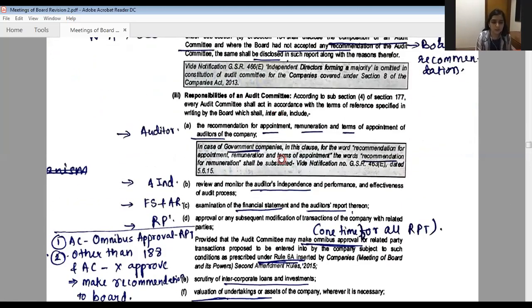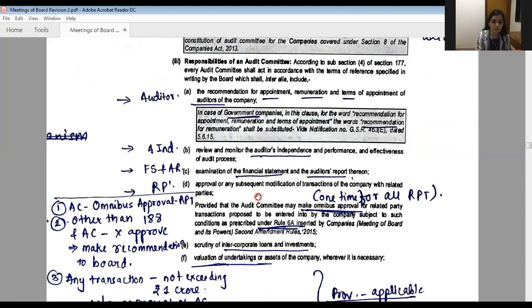Now we'll see the responsibilities of audit committee. First is recommendation for appointment, remuneration and terms of appointment of auditors. In case of government companies, recommendation for appointment, remuneration and terms of appointment shall be substituted with recommendation for remuneration. Then the next responsibility is to review and monitor auditors' independence and performance and effectiveness of audit process. Next is examination of financial statement and auditor's report.